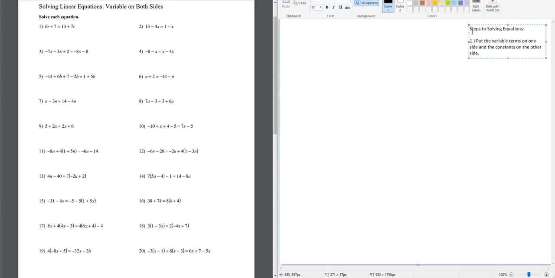I just personally put all my variables left and I put my constants to the right. That way I never have to think about it and I never have to decide. That's just what I do every time. But if you want to do it the opposite way, go for it. It really doesn't make a difference.